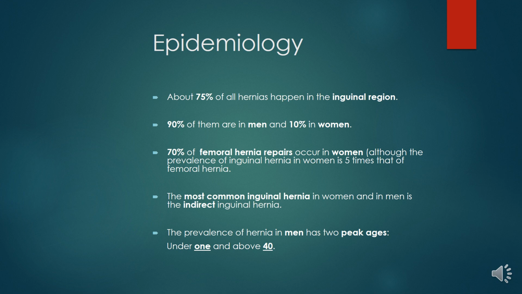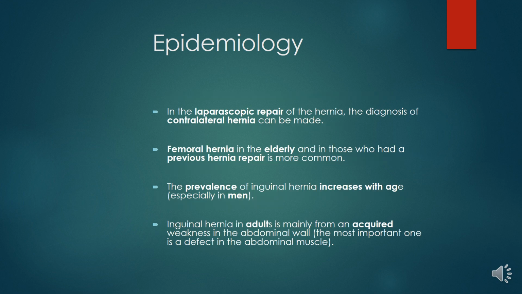It's about 75% of all the hernias that happen in the inguinal region. 90% of them are in men and 10% are in women. 70% of femoral hernia repairs occur in women, although the prevalence of inguinal hernia is 5 times that of femoral hernia. The most common hernia in women and men is the indirect inguinal hernia, and the prevalence of hernia in men has two peaks: ages under 1 and above 40.